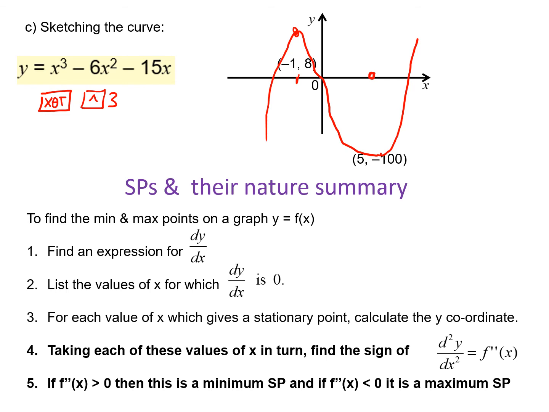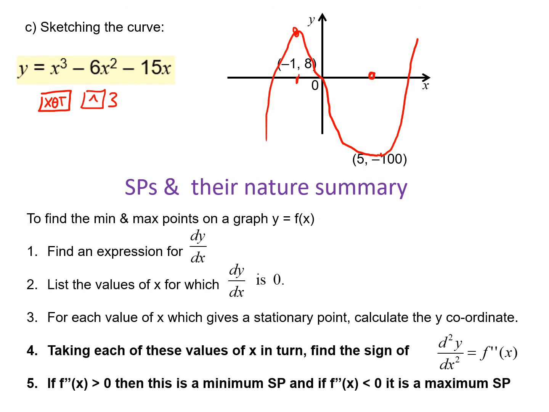So, summary of steps to find maximums and minimums, called stationary points. First you find an expression for dy/dx, and then you know it's a stationary point when dy/dx is 0. So you solve that, you might get a couple of values of x, you might get 3 values of x, or maybe just 1 value of x. But for each value of x, you have to find the stationary point. You also have to calculate the y value by putting it back in the original function.